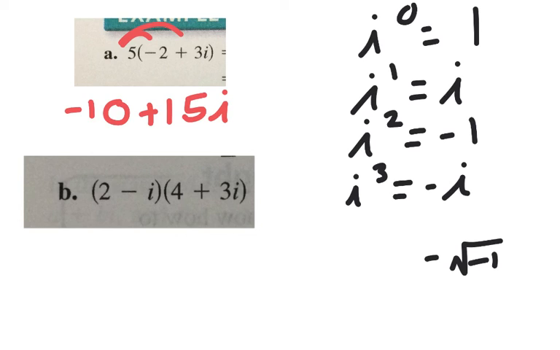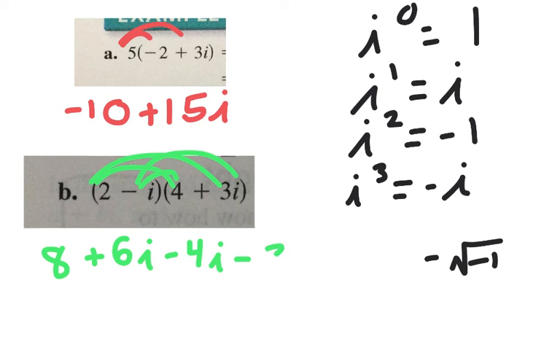This time I'm going to have to distribute because I have a binomial times a binomial. 2 times 4 is 8. 2 times 3i is 6i. Negative i times 4 is negative 4i. Negative i times 3i is going to be negative 3i squared. So you'll see here, after I got done distributing, I have an i squared that I can't have in my final answer. So let's go ahead and fix that.